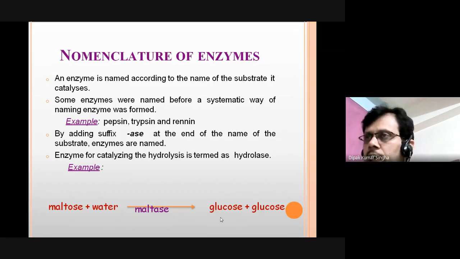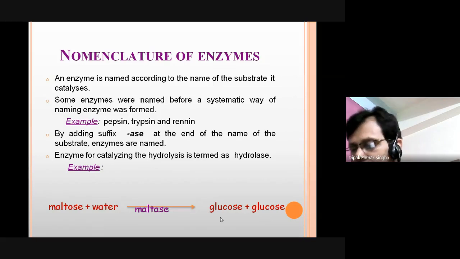But in earlier days, when so many enzymes had not yet been discovered, there was no systematic naming, only non-systemic names. The enzyme was named according to the name of the substrate it catalyzes. Some enzymes were named in a systemic way, but some were non-systemic. In earlier days, for example, pepsin, trypsin, erepsin. These are the proteolytic enzymes. But this type of naming system is called the arbitrary name.